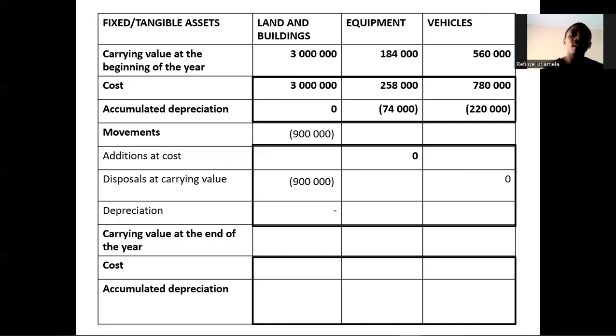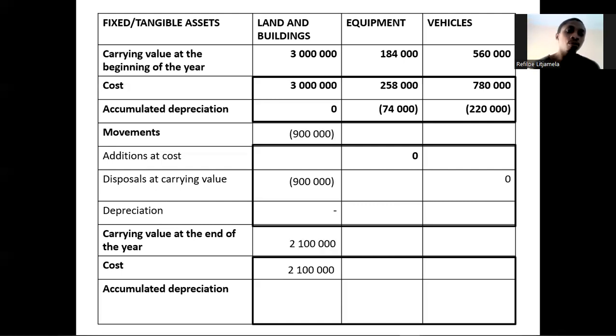Please note that whatever comes here, it must be at cost price. You don't put in any selling price in this. It's either you put in the cost price or depreciation, nothing else. Selling price, no profit, no nothing. It's just the cost price and depreciation. Please note that for land and buildings, the cost price at the end of the year will be 2,100,000, which is the same as carrying value.